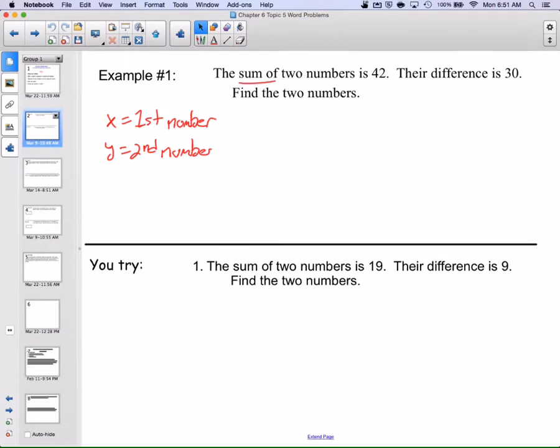Sum of two numbers is 42. So I'm going to say x plus y is equal to 42. Their difference is 30. x minus y equals 30. Find the two numbers. All right, I'm looking at these two equations here that I just set up, and they appear to be in standard form. So what I'm going to do is use elimination to solve this.